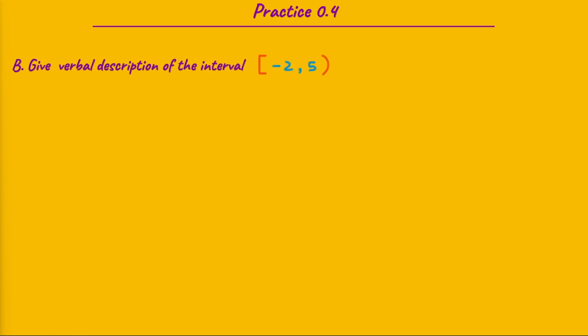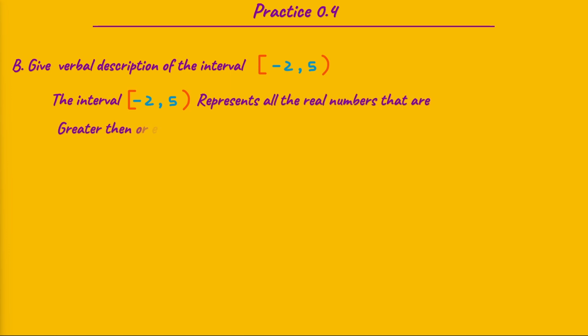Give a verbal description of the interval. You will have a bracket, negative 2 and 5, parentheses. So the interval represents all real numbers that are greater than or equal to negative 2 and less than 5.